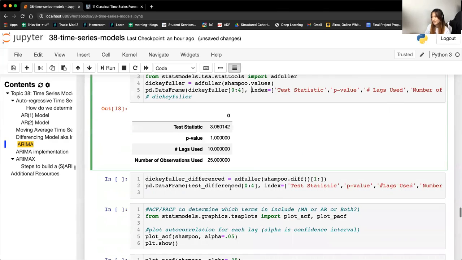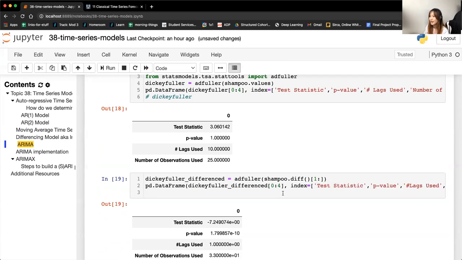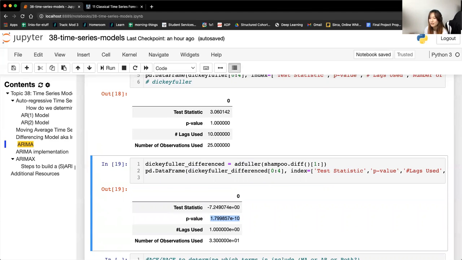So what I'm going to do here is difference the data once. And I just forgot to change the variables. But after we difference it one time, you can see that our p-value goes down to a pretty small decimal, like 0.10. And so we can assume that differencing our data once makes it stationary enough.